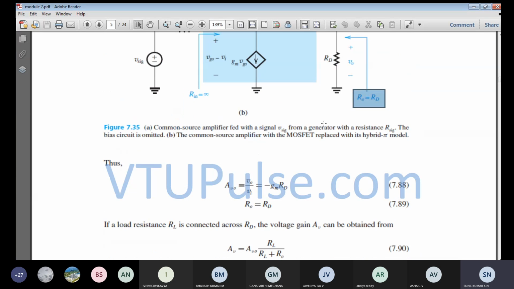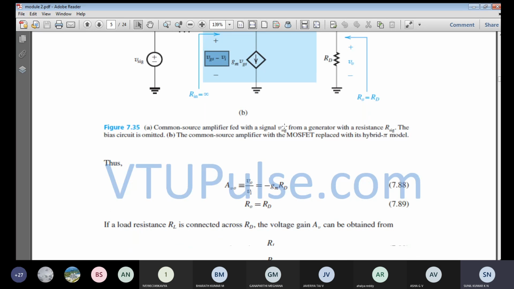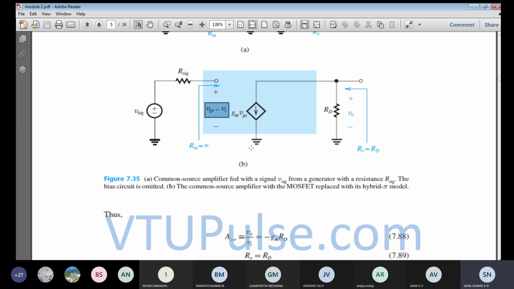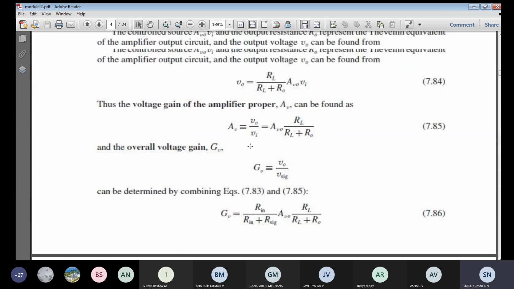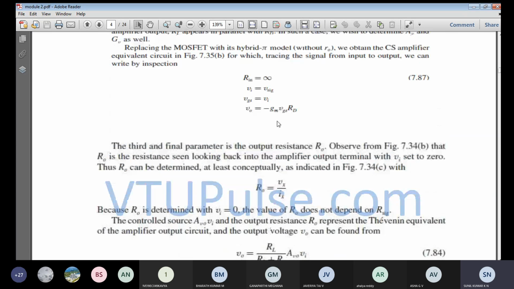And open circuit voltage gain. Open circuit voltage gain means we have not connected any load resistance over here. So whatever the output voltage to input voltage, if you are going to find the gain, then that gain is called the open circuit voltage gain. So AV0 is equal to V0 by Vi. So what is V0? V0 we have obtained over here. Since you can see from all the analysis, Rin is equal to infinity. So Vi is equal to V signal, Vgs is equal to Vi.